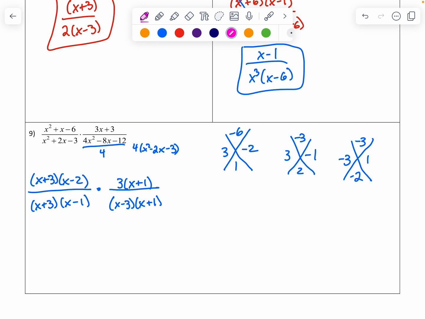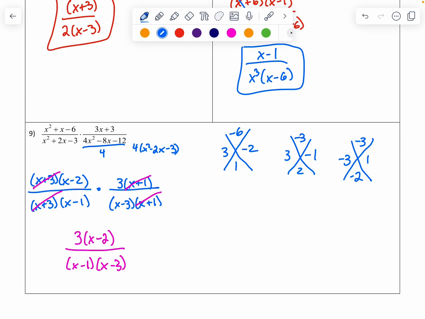All right, we're looking for common factors. So you can simplify up and down, or you can simplify diagonally. This one doesn't have any diagonals, but you are allowed to do that. X plus 1, and nothing else matches. So we're left with 3x minus 2 over x minus 1, x minus 3. So you do not need to multiply that all back out. You're just going to leave it as it is.